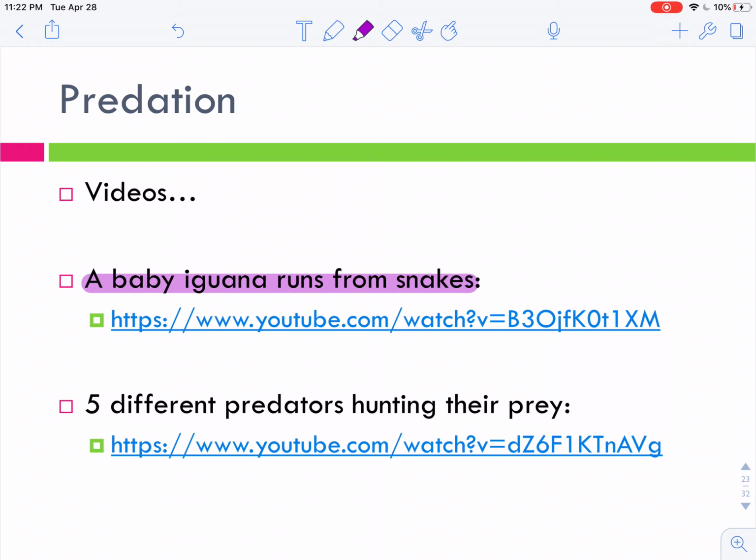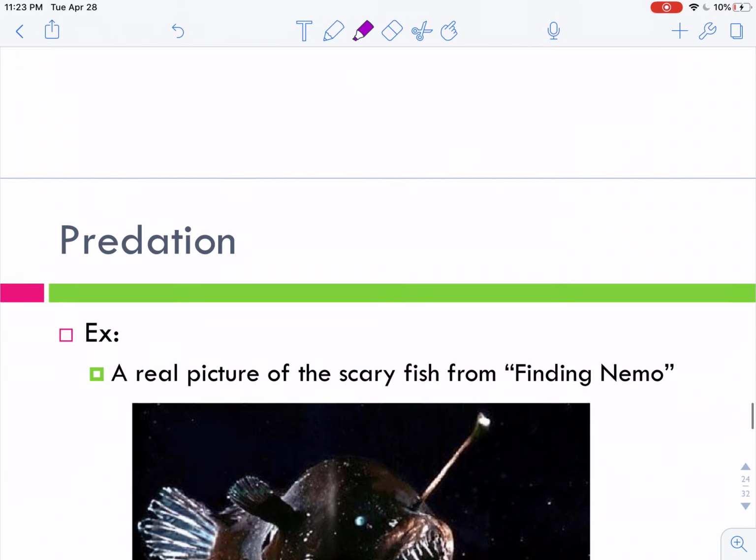You can see that the baby iguana has to run through lots and lots of snakes, so it needs to be very fast. And then this one was a top 5 video. So there were 5 different chase scenes about the predator hunting for the prey. So I thought those were pretty cool. Hopefully you watched those.